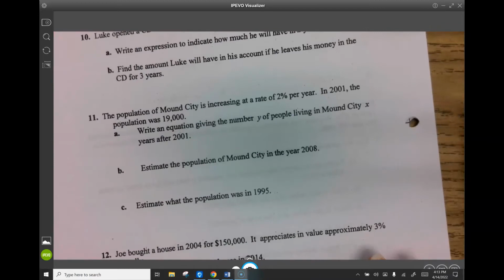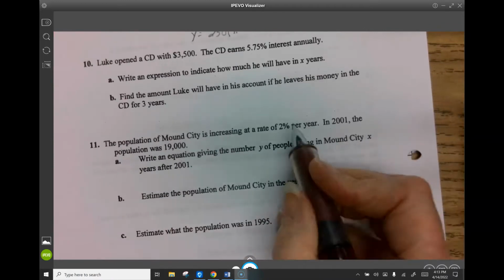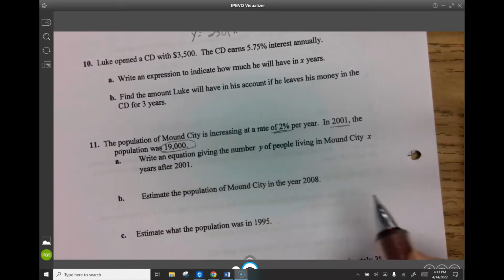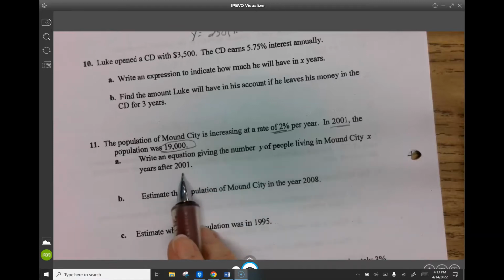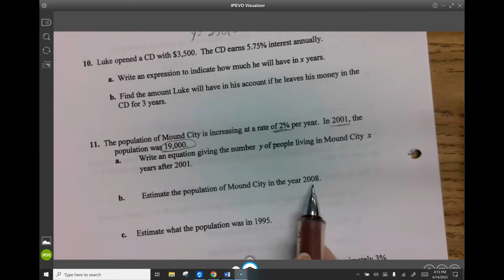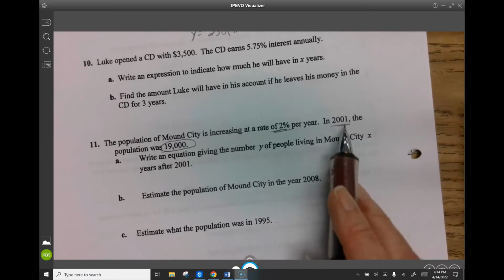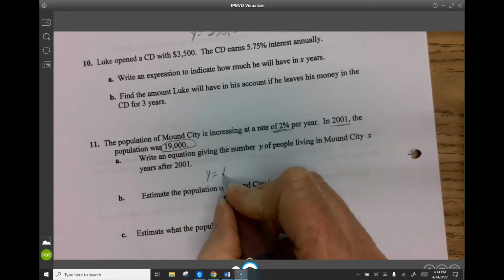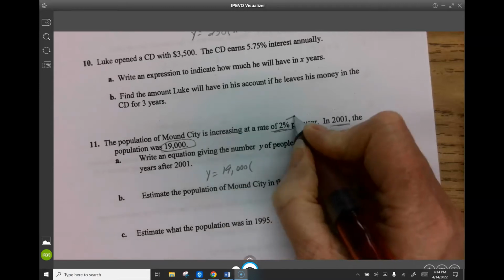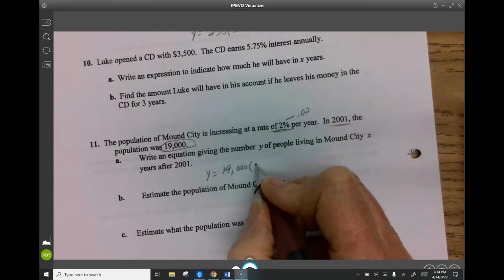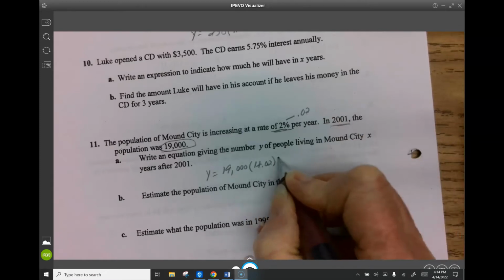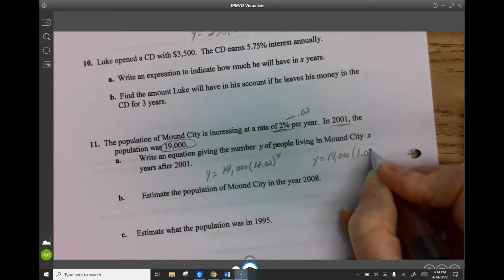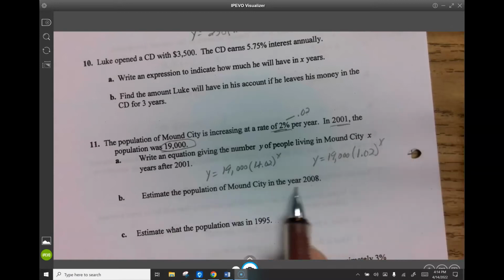Number 11. It's doing that same kind of thing. Here's my rate, and in 2001, this is my population. Write an equation to give the number of people in 2001. Estimate the population in 2008. So how many years past 2001 is this? So write your equation. Okay, so I'll help you. Y is equal to my initial amount of 19,000. What's my rate? 0.02. So 1 plus 0.02 to the x, or y is equal to 19,000 times 1.02 to the x.